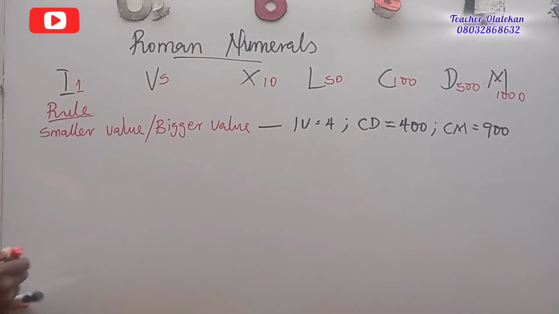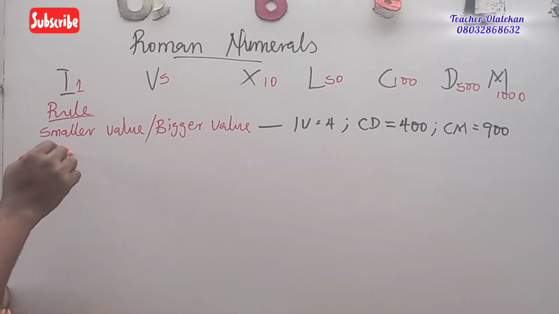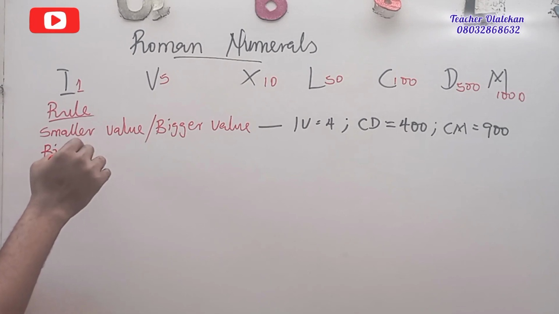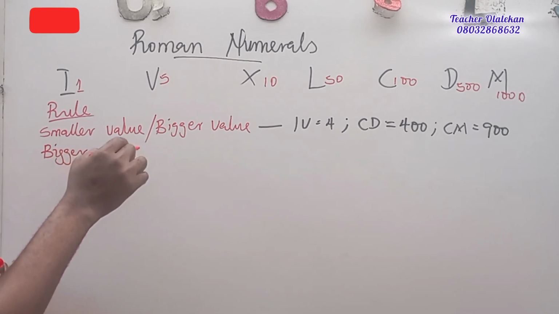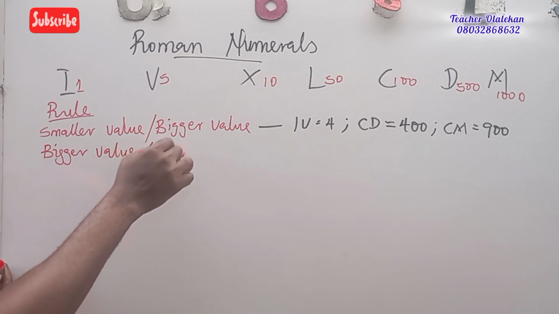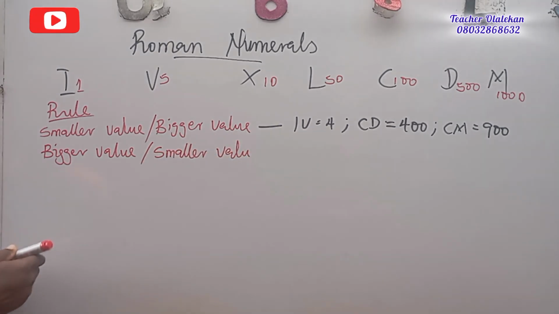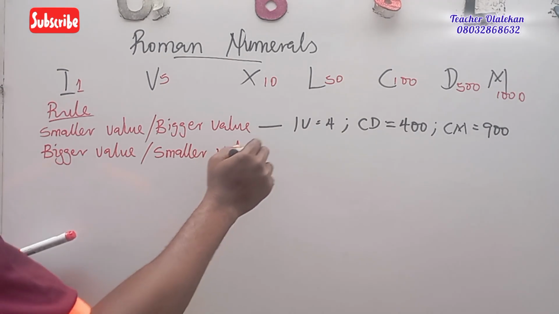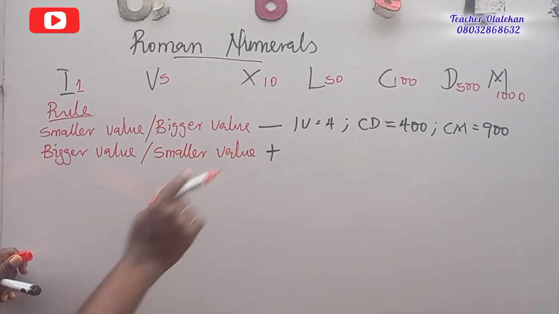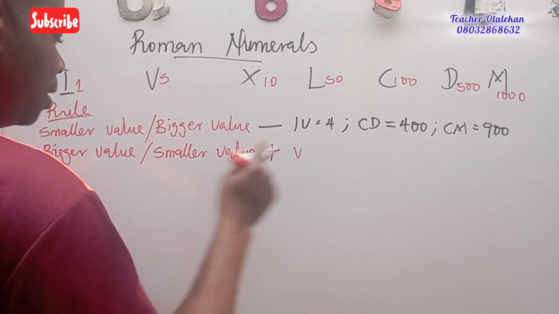The second rule says that when you have a bigger value to the left of a smaller value, what does it mean? That means you add up. So in this case, the instruction is to add up. Just add up when you have something like that.